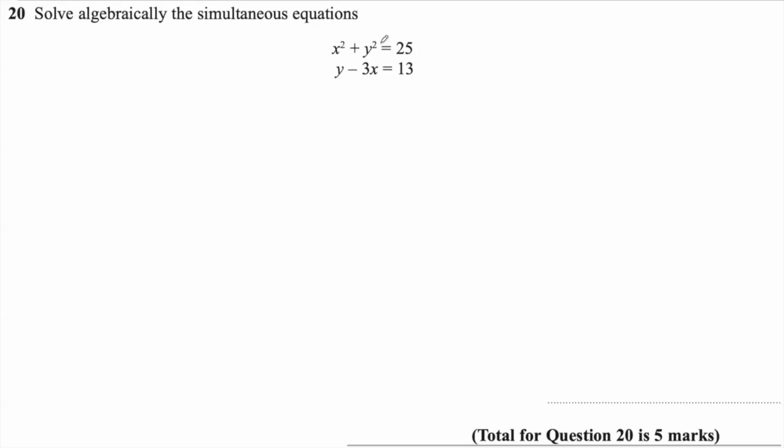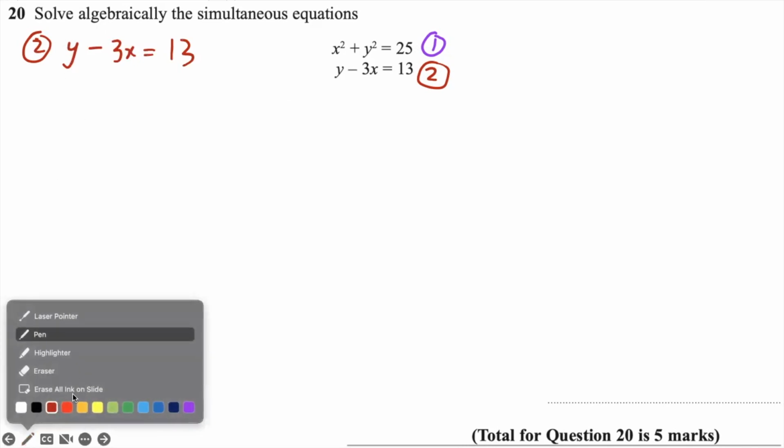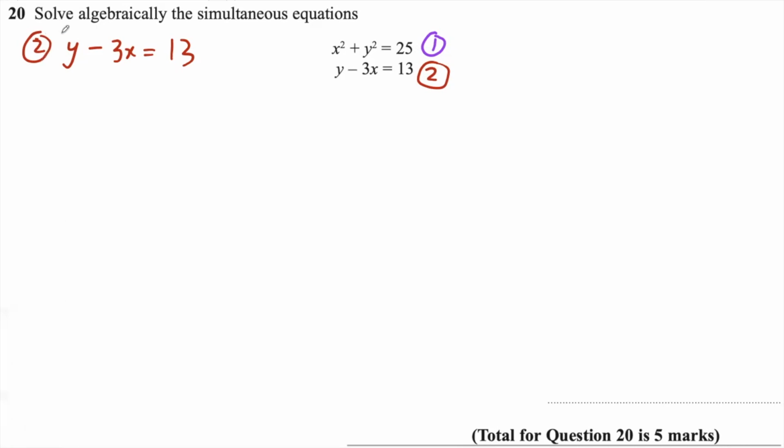In this question, we're given the equations x squared plus y squared equals 25, which is equation 1, and y minus 3x equals 13, which is equation 2. We'll start off by picking equation 2, which is easier of the two, and we'll use the substitution method, which means that we have to rearrange for one of the variables, x or y. In this case, we'll rearrange for y because that's the easier one of the two.